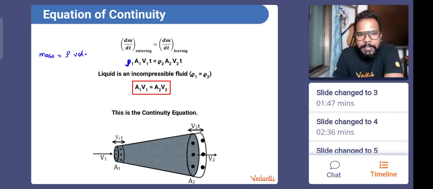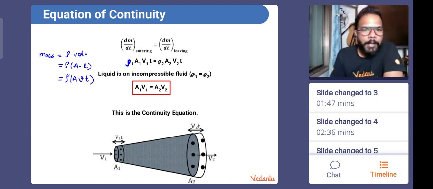When I'm trying to write the mass, I'm saying it is density into volume. Volume is going to be area of cross section into the length. And how are we writing the length? We are writing it as velocity into time. And that is why, look at this. It is the density of the liquid, and it is going to be the same throughout the liquid itself. So rho 1 and rho 2 are definitely going to be the same density, so you will see them getting cancelled.